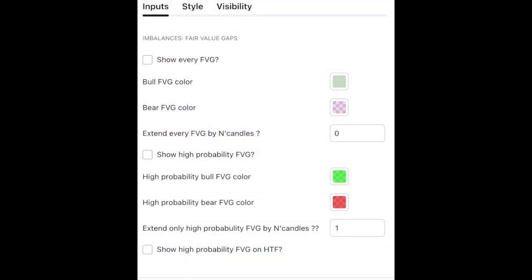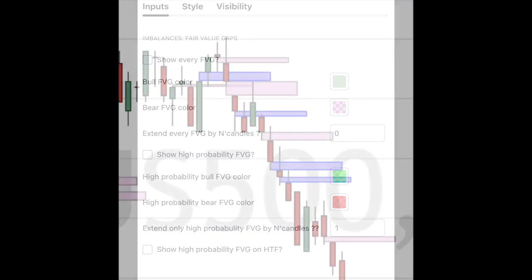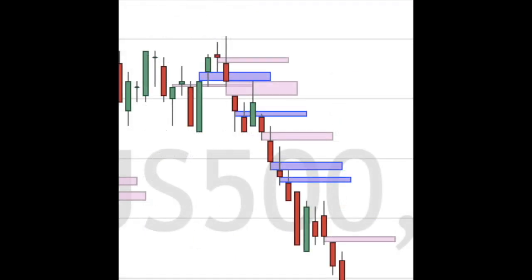I have tried to extend the concept of high probability fair value gap to the volume imbalance, but in my opinion this is not as strong. Here is an example of how the levels are plotted on 1-minute chart. The dark rectangles are the high probability volume imbalances, while the light-colored rectangles are the regular volume imbalances.